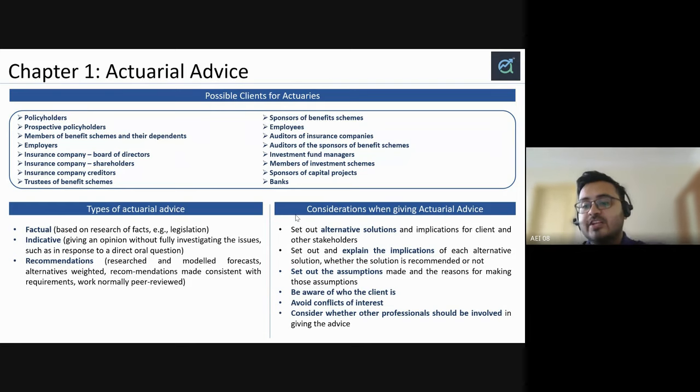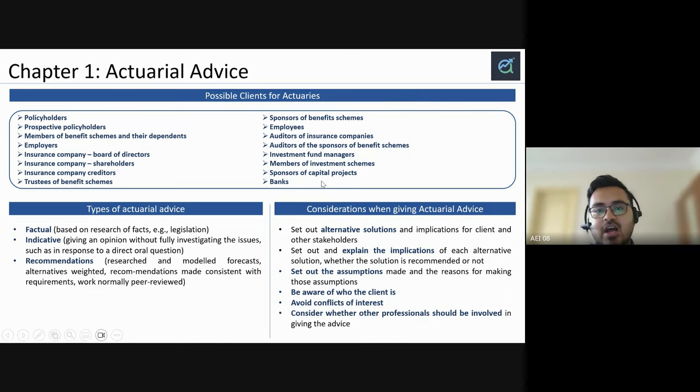If at all you believe that you need the help of a chartered accountant or a risk analyst or something like that, you need to speak up and ensure that a proper team and other professional guidance, whatever it is that you need, is a part of your answer whenever you're giving any particular actuarial advice, right? And there are a few key considerations that you should definitely have before you pick up any particular assignment, right?